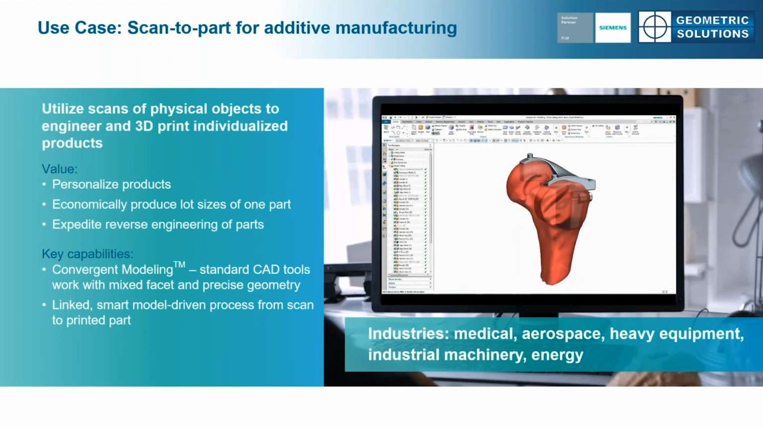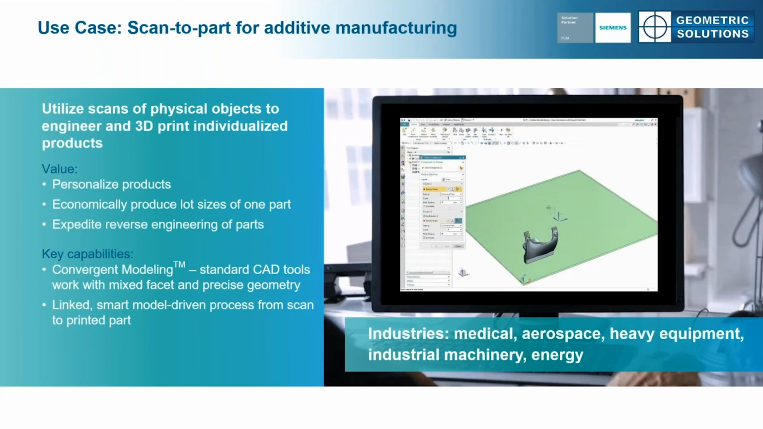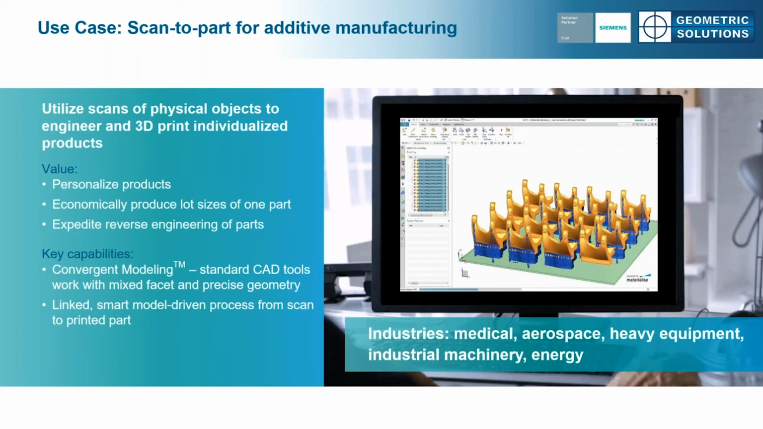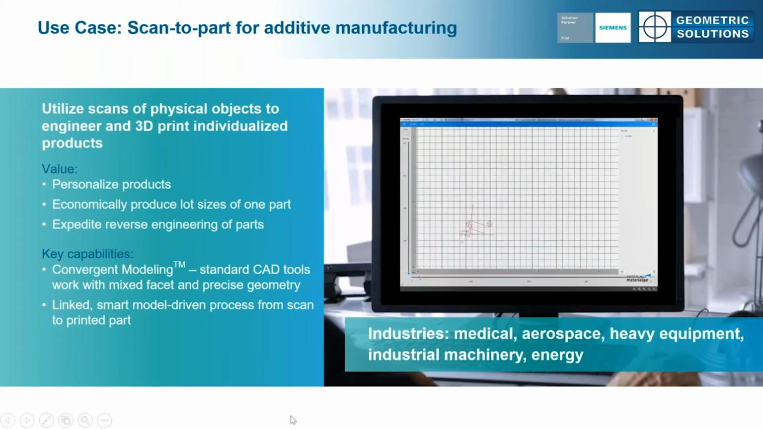So here, we're looking at somebody's knee that was scanned and the cutting guide that goes along with it. It starts with a CT scan or an MRI, and then we take that and use a little bit of convergent modeling to create the model. And you can kind of see just how it works. We get these all set up on the bed, and we're able to easily create these customized parts, customized pieces.